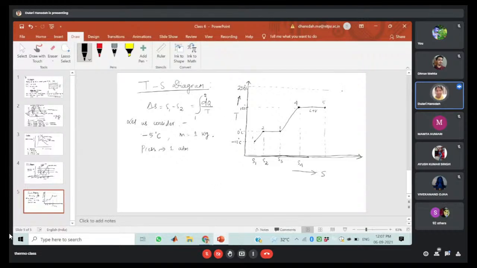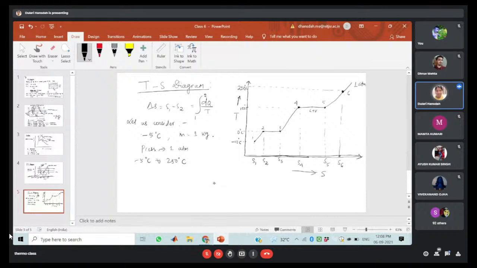So here if temperature increases, obviously there will be an increase in the entropy. So point 6. It is the vapor, evaporated vapor. Here it is the saturated vapor, S6. So this diagram we have drawn for 1 atmospheric pressure. This is the isobar, so isobars on the TS plot. Here we have converted that solid ice into the vapor, with an increase of the temperature from minus 5 degrees Celsius to 250 degrees Celsius.